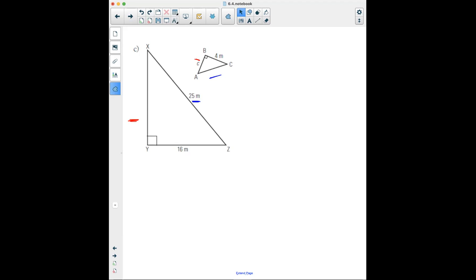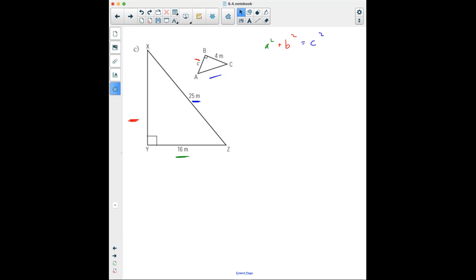However, we do know two sides on this large triangle. And hopefully you're yelling at your screens, you're like, oh, we can do the Pythagorean theorem. Okay, so remember a squared plus b squared equals c squared, where c is my hypotenuse, and then a and b are just my legs.